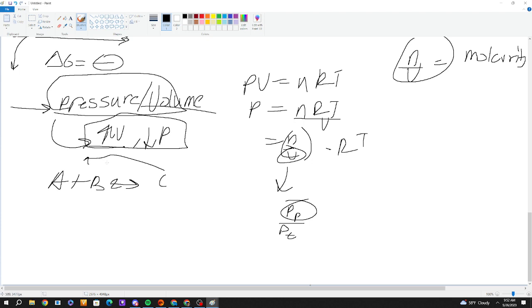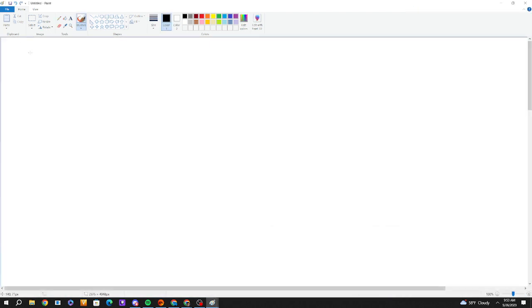If I switch this up and say we reduced volume, meaning that we increased pressure, we are going to favor the side that reduces the amount of moles because we want to reduce the pressure. We want to reduce collisions. So in this case, A plus B is going to go towards C because there are fewer moles. Okay, that's the effect of pressure and volume. Next up is the impact of temperature.